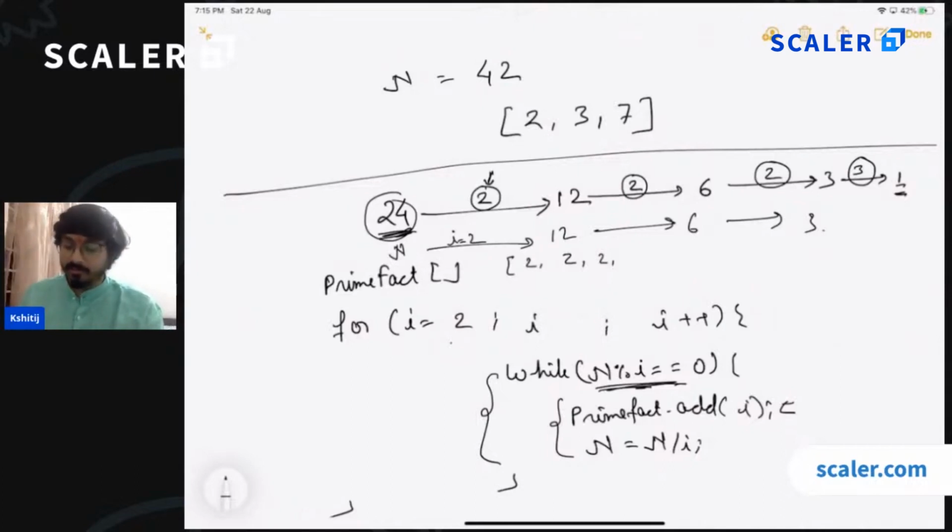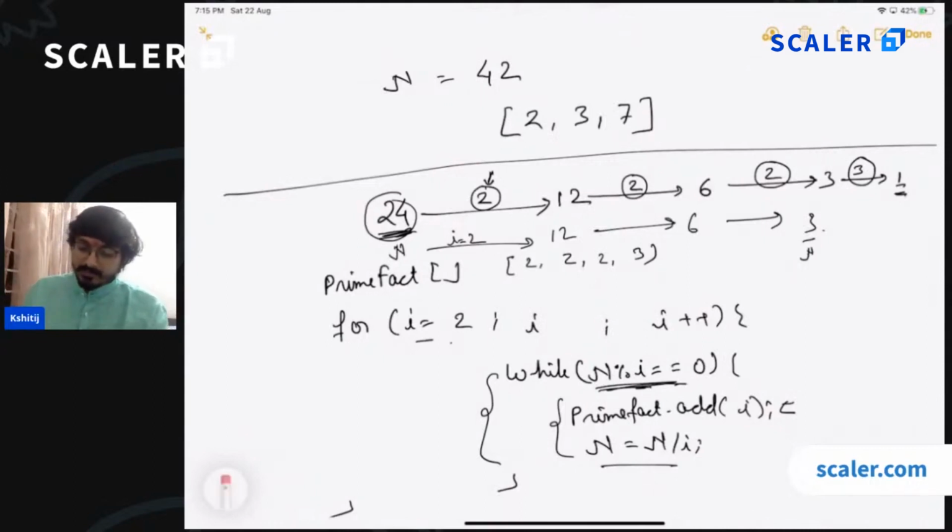Sorry, n mod 2 is not zero now. n has now become 3, right? 3 mod 2 is not equal to 0, so we'll increment the value of i. So i now becomes 3. Then we check n mod 3, which is now divisible. So we'll add 3 to the answer and divide n further. So now n becomes 1.